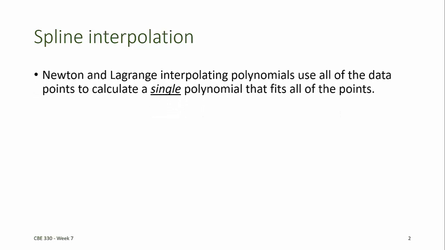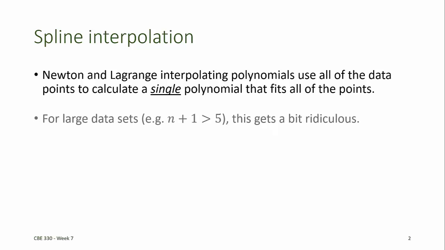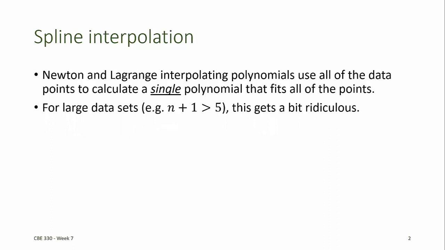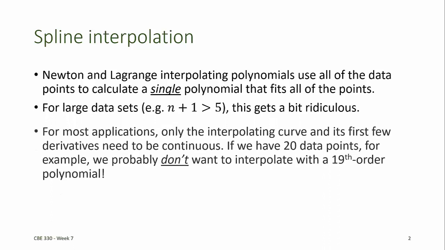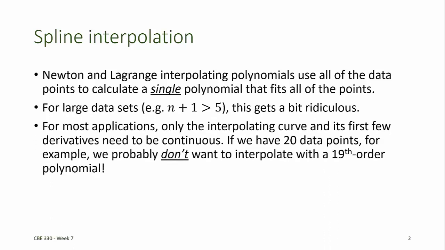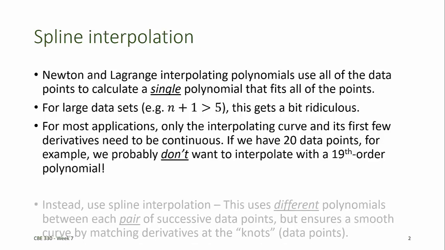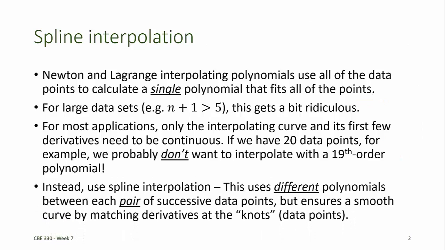An alternative method is called spline interpolation. The Newton and Lagrange interpolating polynomials use all of the data in a set to calculate a single polynomial that fits all of these points. This is not possible for large data sets. And in fact, for most applications, only the interpolating curve and its first few derivatives need to be continuous. If we have 20 data points, for example, we probably don't want to interpolate with a 19th order polynomial. Instead, we use spline interpolation.